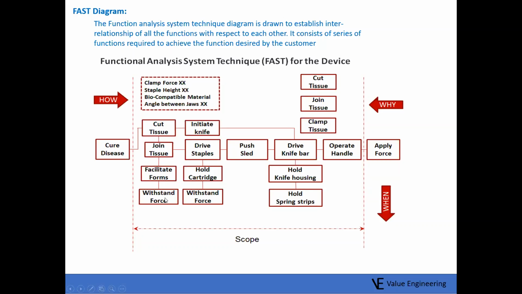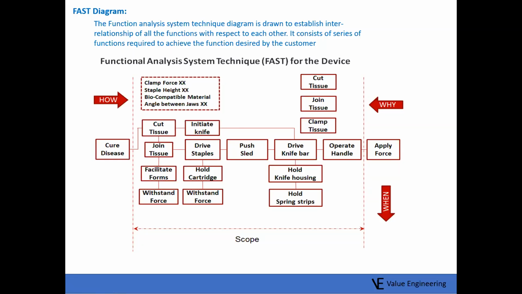And this is when joining the tissue, when it happens, it must facilitate forms. If you see our general paper staple, when you staple, the spines form a B shape. Both ends form a B shape like that. Facilitate forms. And then it has to withstand the force, the blood pressure and other forces within the colon. That's why withstand the force. Like that, we want to build the FAST diagram.